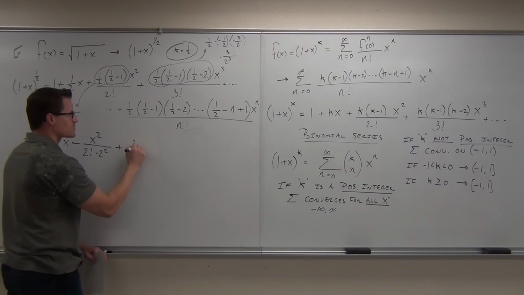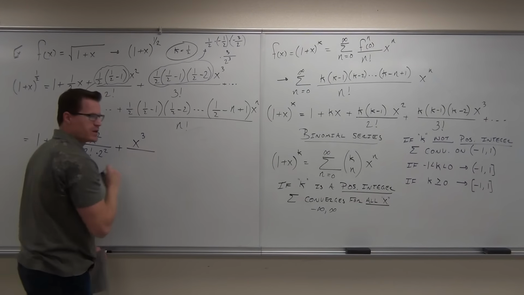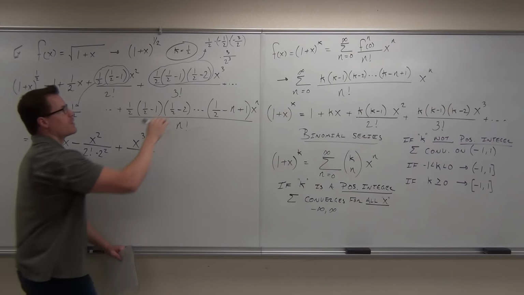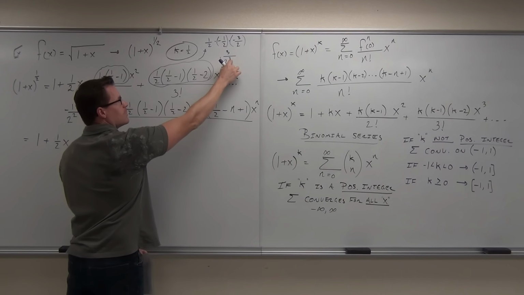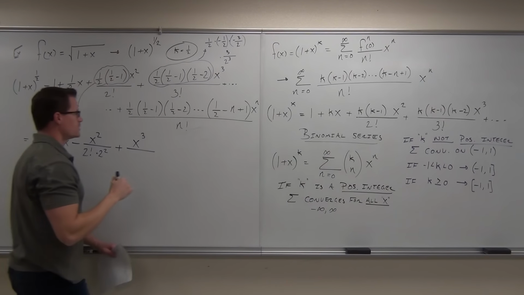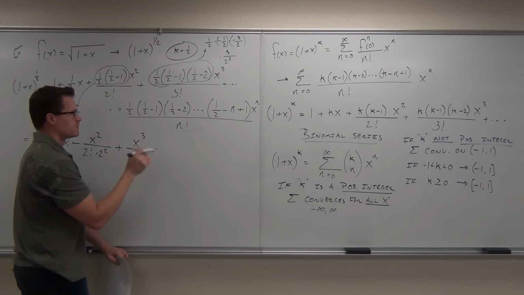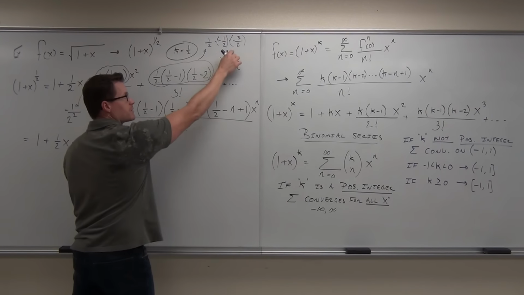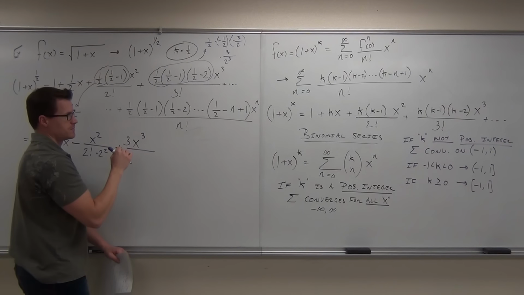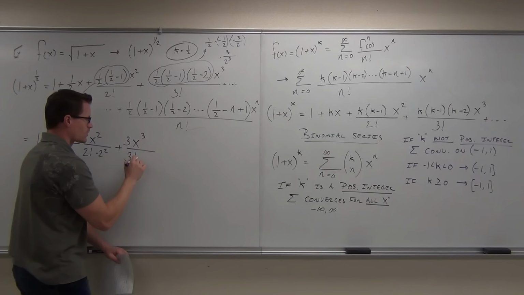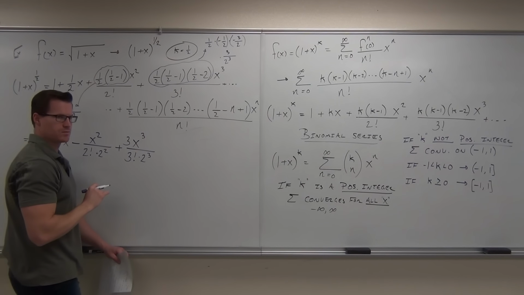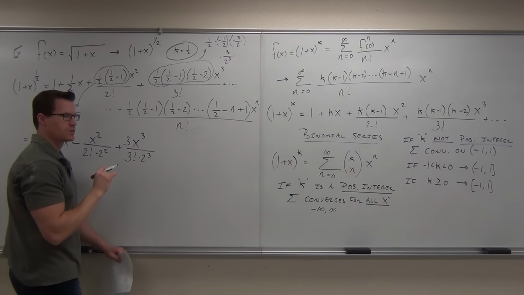I'm going to have an x to the third on my numerator. Do you see why? Now this was 3 over 2 cubed. So what I get is, where would the 3 be? The 3 would be on the numerator. Where would the 2 cubed be? On the denominator: 3 factorial times 2 to the third. Does that make sense to you? Yeah. Okay, now the next one.